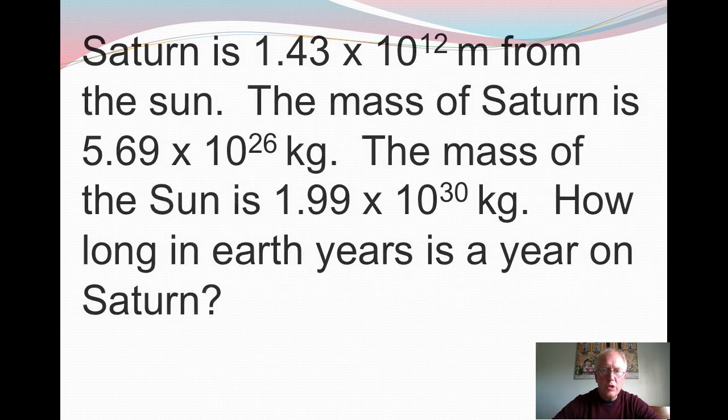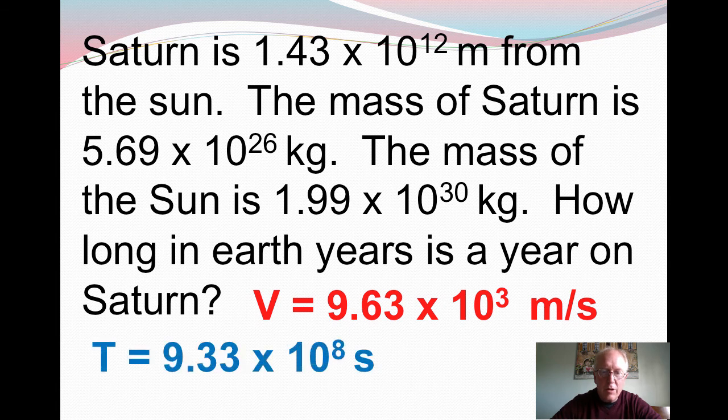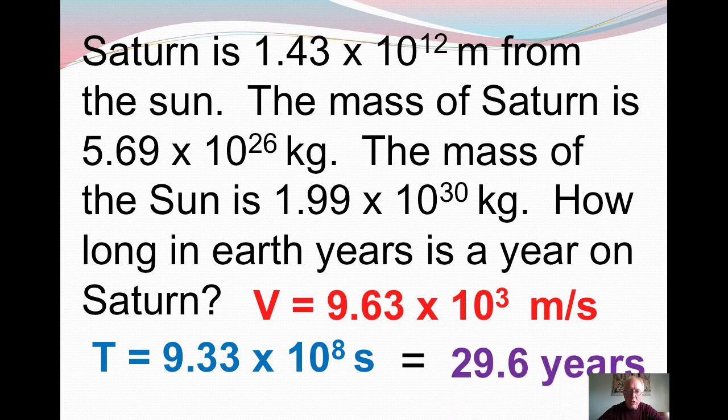All right, so here's another one for you to try, and this time I'd like to know how long in Earth years is a year on Saturn. This will take a little bit of thinking, but give it a shot and see how you can do. Pause and come back and I'll give you the answer. All right, well, welcome back. The answer here, well, I guess I gave it to you in stages. First, we'd want to figure out the orbital velocity, and using that, we could figure out the period. That'll come out in seconds, and then we can figure out how many years that would be. So 29.6 years, and that sure is a bunch of years.